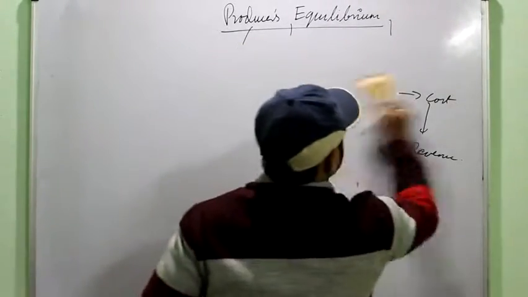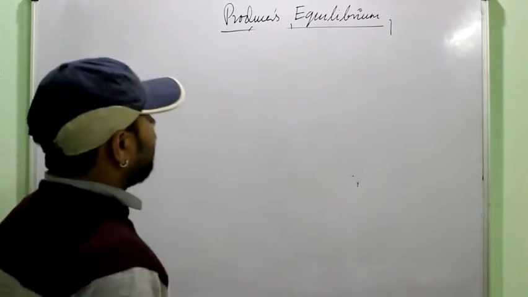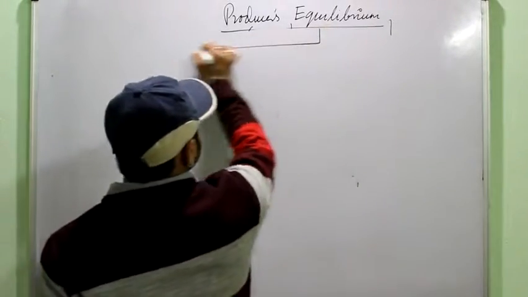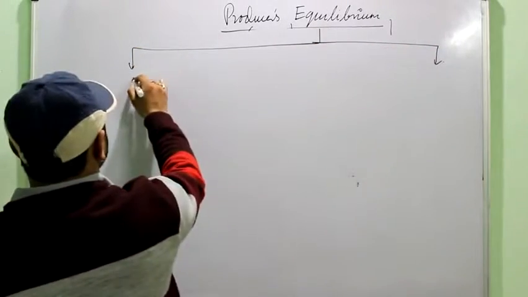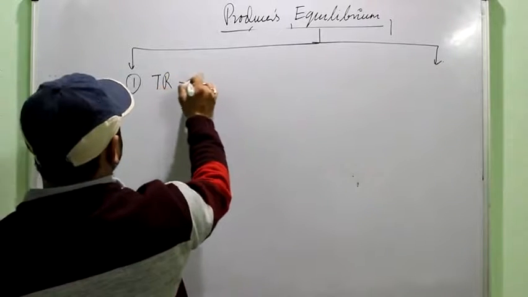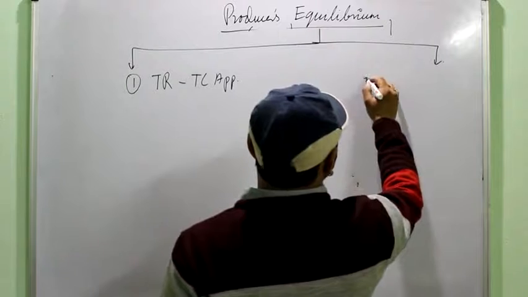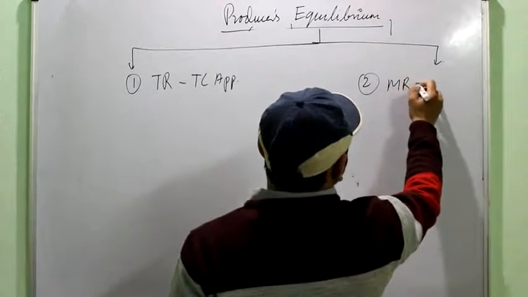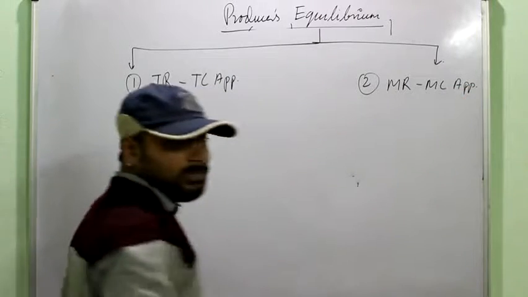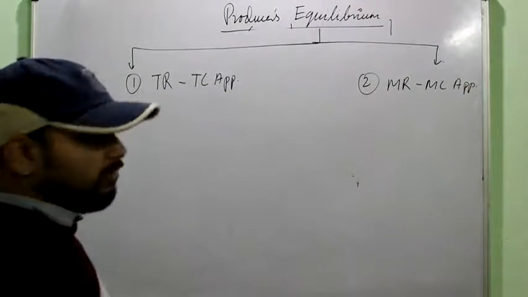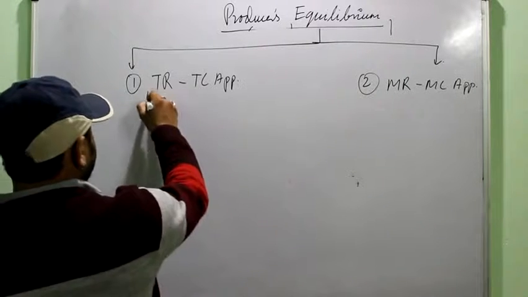Now we also have to understand two approaches to find the producer's equilibrium. First is the total revenue and total cost approach, and second is the marginal revenue and marginal cost approach. Like for the consumer equilibrium you have two approaches, cardinal and ordinal, here also we have two approaches. First one, the TRTC approach.